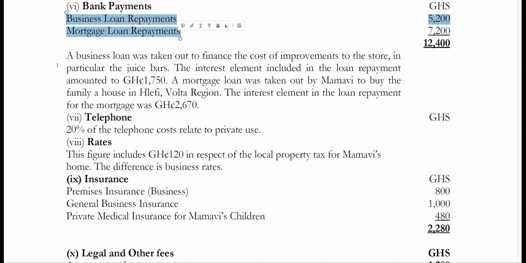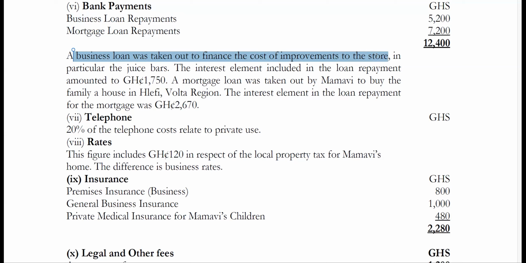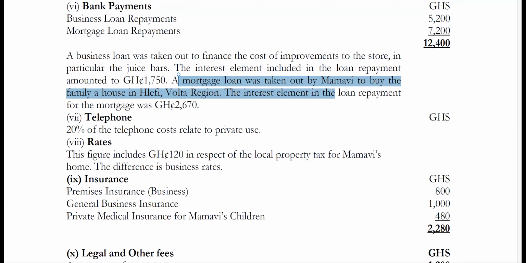I get it. And they are saying that a business loan was taken out to finance the cost of improvement to the store, in particular the juice bars. The interest element included in the loan repayment amounted to 1,750. And a mortgage loan was taken out to buy the family a house in Plefi, Volta region. The interest element in the loan repayment for the mortgage was 2,670.